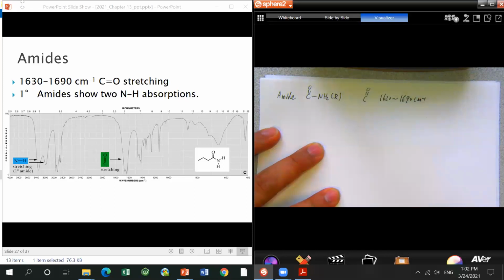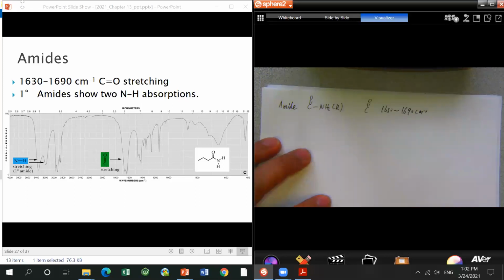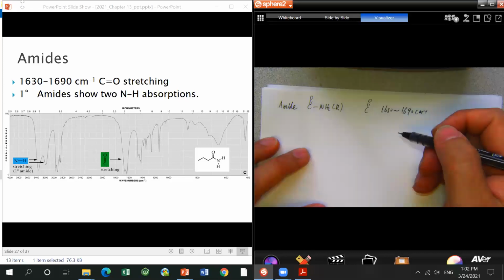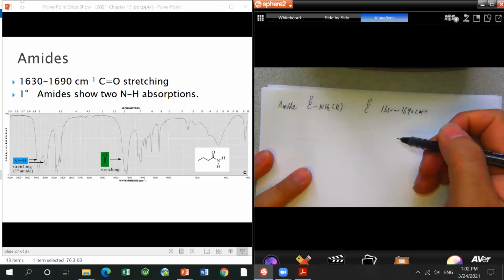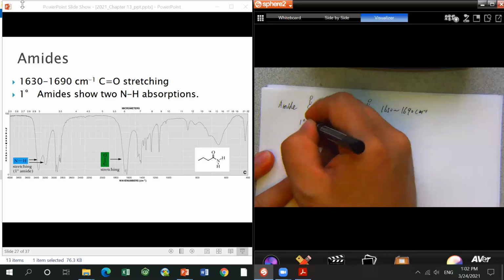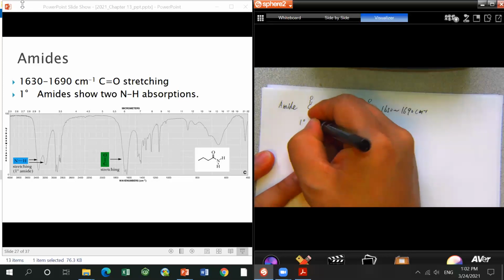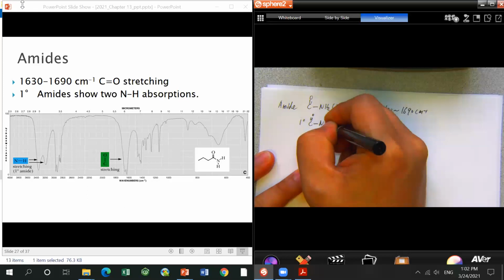Normally, the carbonyl absorption should be around 1700, but amide is definitely below 1700. Also for amide, there are primary amide, secondary amide, and tertiary amide. How do we distinguish them? Kind of similar to amine. If it's a primary amide, it has NH2, two hydrogens.